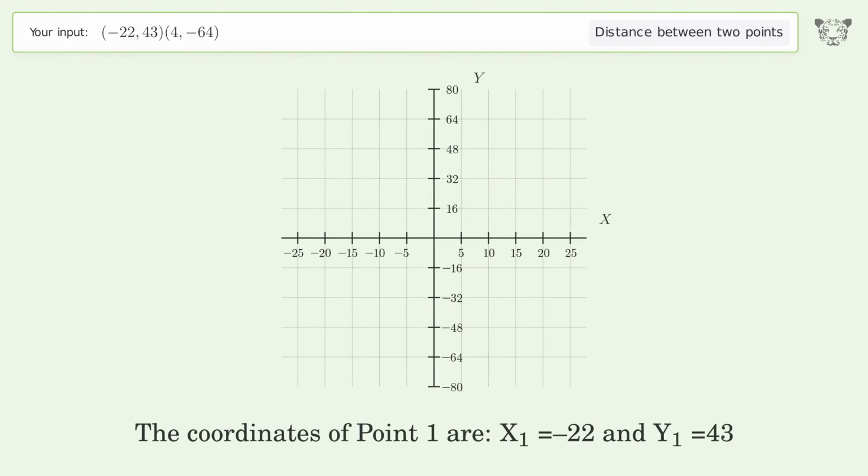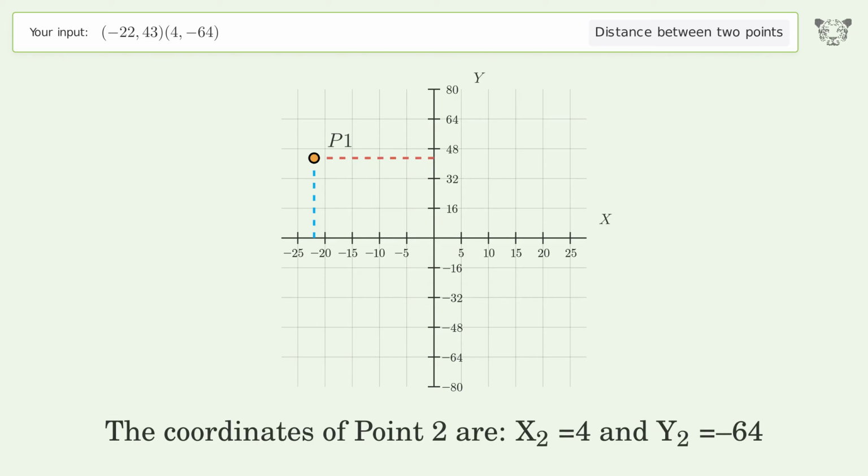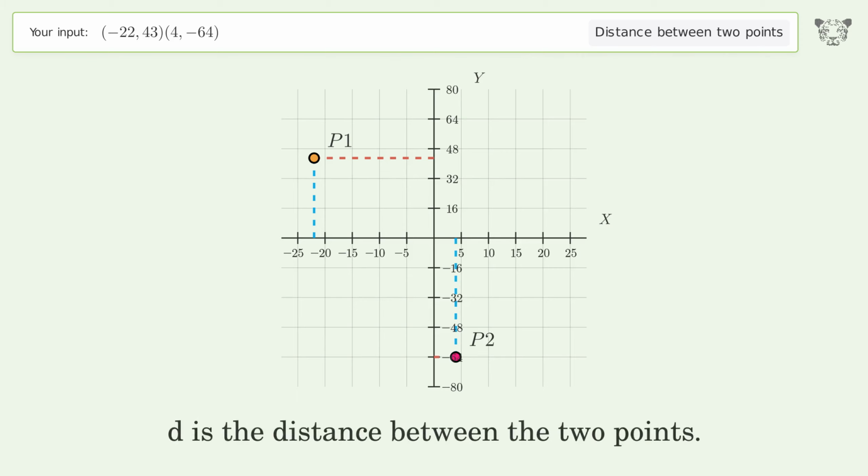The coordinates of point 1 are, x1 equals -22 and y1 equals 43. The coordinates of point 2 are, x2 equals 4 and y2 equals -64. D is the distance between the 2 points.